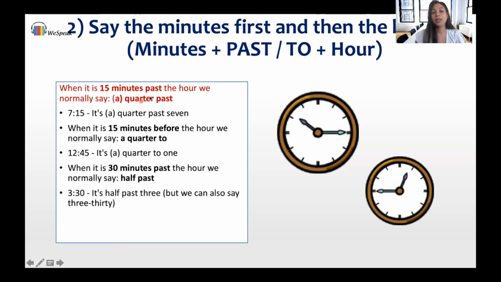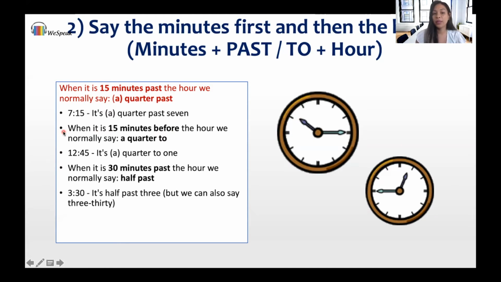When it is 15 minutes past the hour, we normally say a quarter past. For example, it's a quarter past 7. Look at this clock. 5 minutes, 10 minutes, 15 minutes. So instead of 15, we say a quarter. A quarter past 10 in this case. What time is it? It's a quarter past 10.